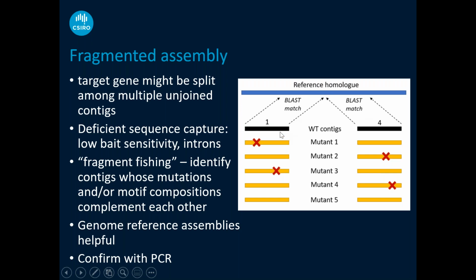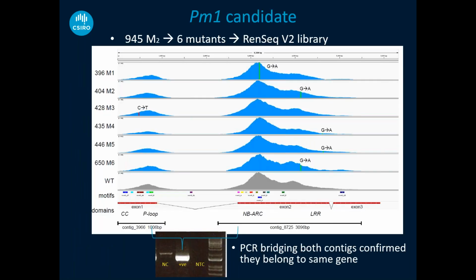So say if contig 1 only had motifs for the NB-ARC domain, then I'd want to make sure that the other contig that I identify has motifs for the LRR domain. And then this can be later confirmed with PCR. The reason I bring this up is this is exactly what happened with the PM1 candidate. Here I've joined the images, but originally these 2 contigs were separated. Originally it was this contig which had 1, 2, 3, 4, 5 independent mutations.